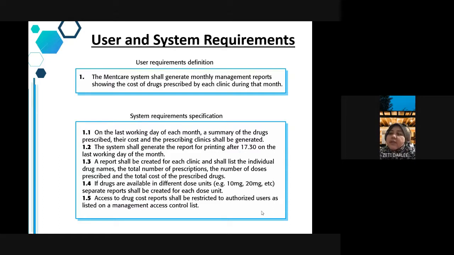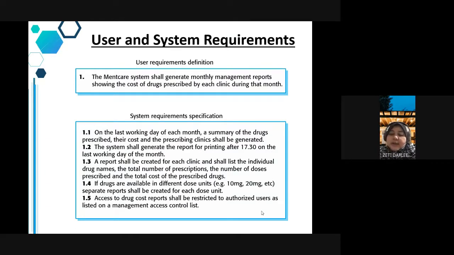So you have to make sure that the information is correct bila nak generate. So a report shall be created for each clinic. So it's another thing that you must confirm dan juga achieve lah. It shall list the individual drug names. Now this is the start of getting the items related to the generating of reports kan. They shall list the individual drug names, total the number of prescriptions, then the number of doses prescribed, and the total cost of the prescribed drugs.